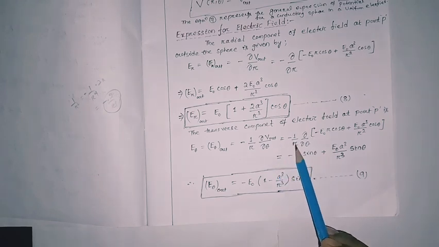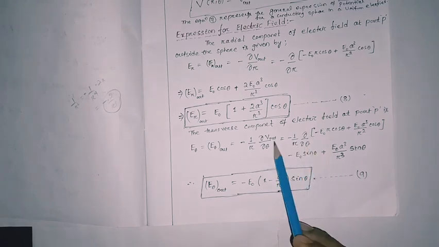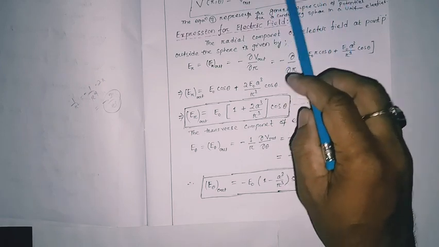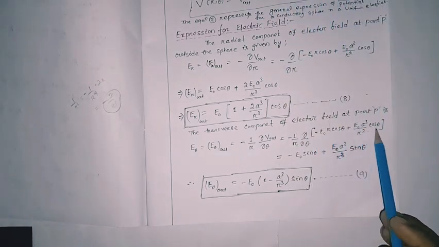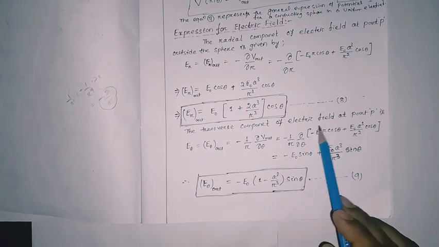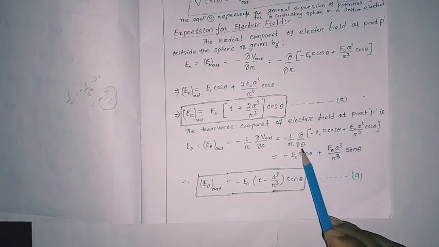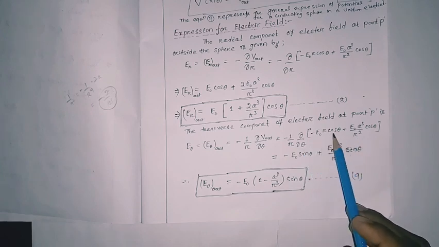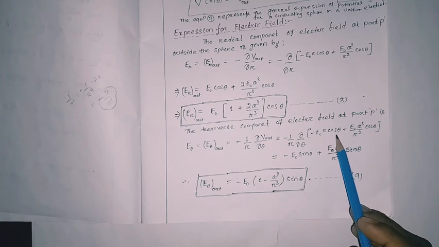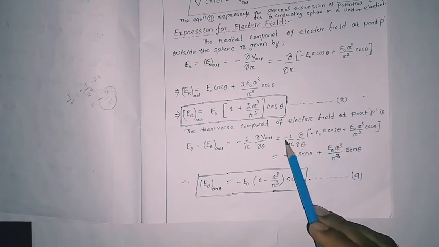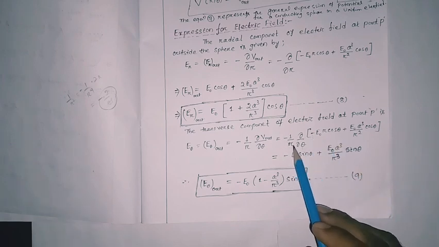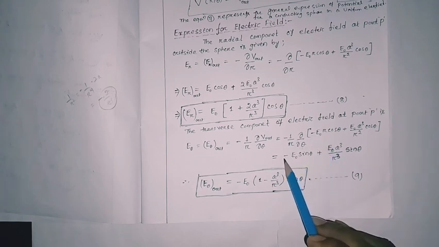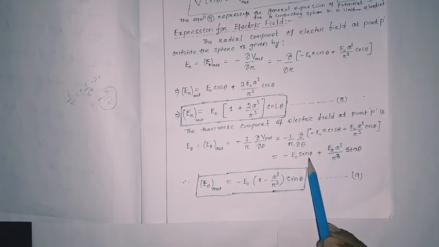Okay, so minus 1 by r del by del theta of V out. For V out, we have to put this expression over here. That means this expression is going to go for the derivative with respect to theta. So here cos theta derivative means minus sin theta. Here minus, plus, again minus is there. So minus. And 1 by r is going to be multiplied, so r got cancelled. We are going to get minus E0 sin theta.